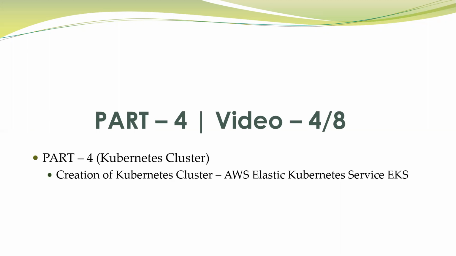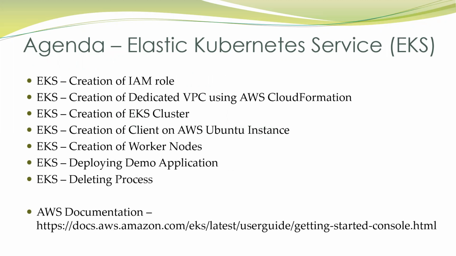Let's go to the agenda for today. We will create the IAM role, which is required for EKS. After that, we need one dedicated VPC, so we will create a VPC using AWS CloudFormation with a template. After these two prerequisites, we will start creating the EKS cluster. After that, we will create a client on an AWS Ubuntu instance.